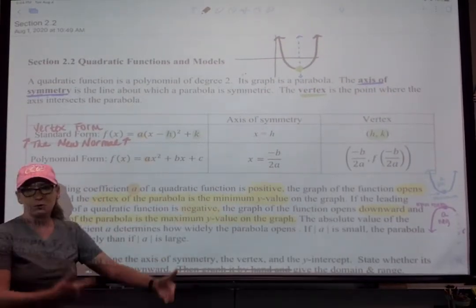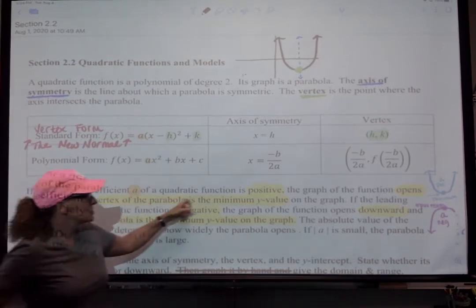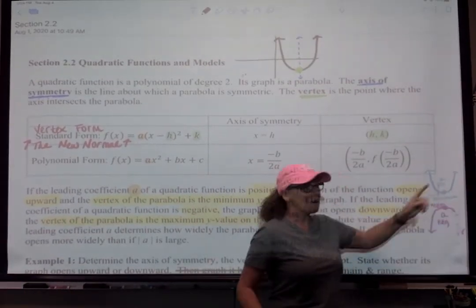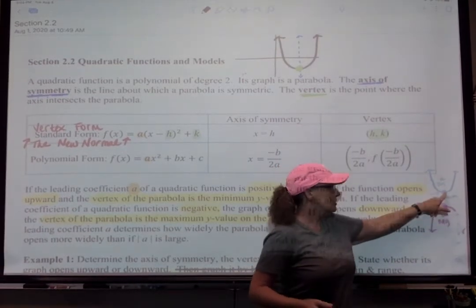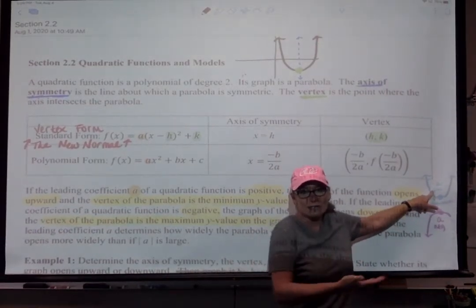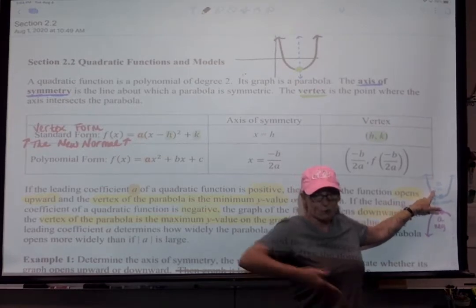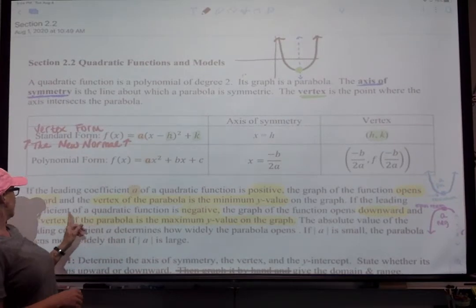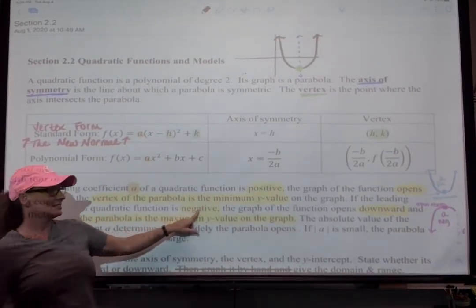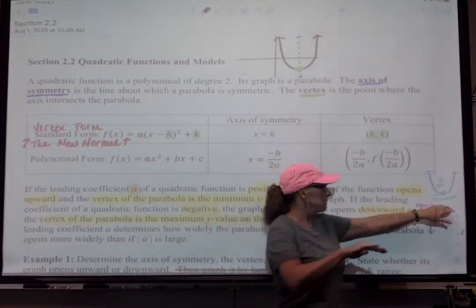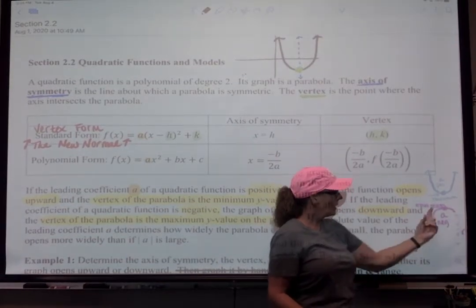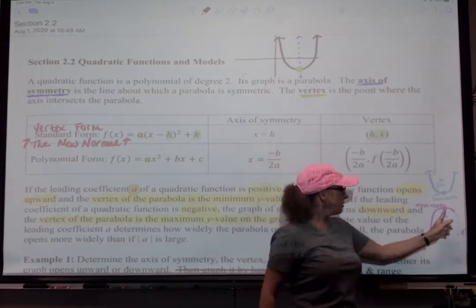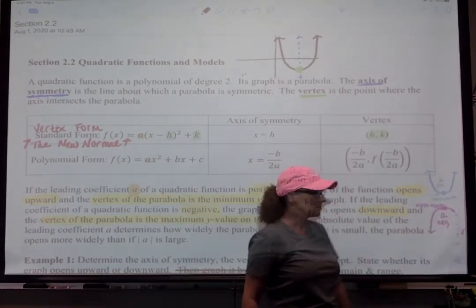Ready? If your leading coefficient is positive, the graph opens up. And think about this. If your graph opens up, your vertex has to be the lowest point. It's a minimum y value. Your vertex is a minimum. If A is negative, then the graph opens down, and then your vertex would be the maximum. It's the highest your parabola will go. It's a maximum.